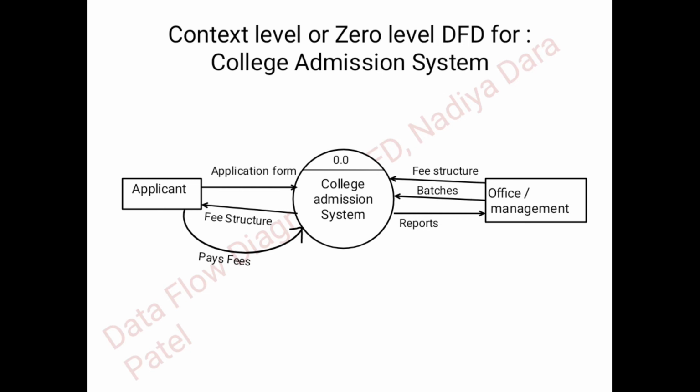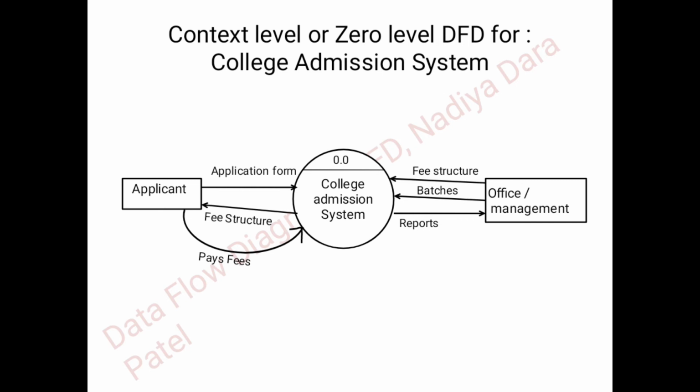On the other hand, if you can see, the other side is office management of college. So one side is for the applicant and the other side is for the office and management. Here the fee structures are decided by the office, batches of students are done by the office, and the system in return is giving them back reports.